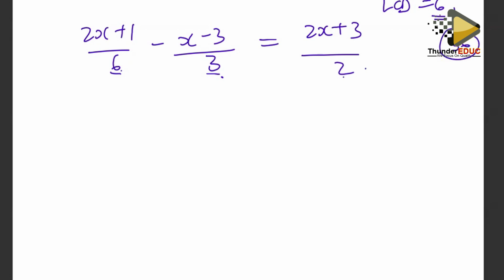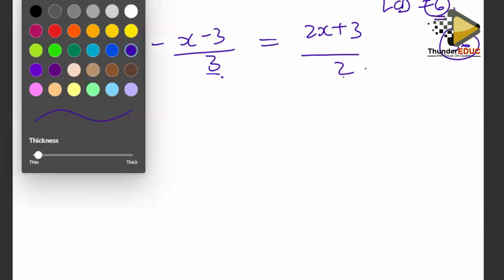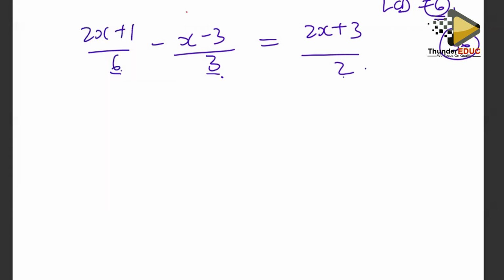You can still use the 36 the way we're going to use the 6 to obtain the same answer. So what needs to be done before you even start with the multiplication? Get to the numerators and put brackets around those numerators, okay? Then let's do the multiplication. So times 6, times 6, times 6. The reason we are multiplying through by 6 is that we want to get rid of the denominators.